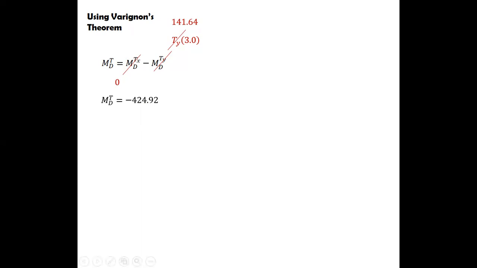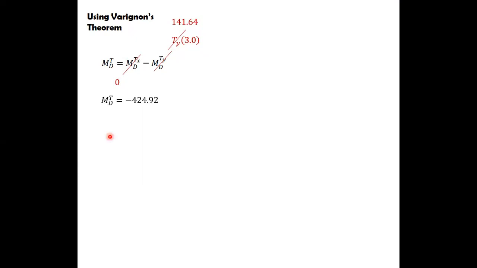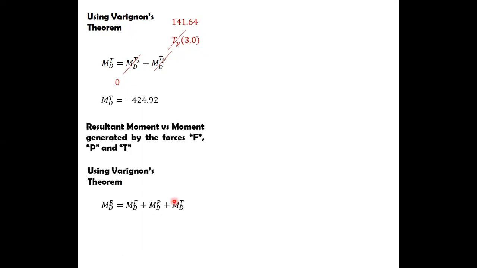Okay, remember that when we talk about the concept of Varignon's theorem, sabi diyan, the resultant moment is also equal to the algebraic sum of the moments generated by its component. Okay, so meaning to say, in terms of equation, we will be having this. So the moment generated by the resultant about point B is also equivalent to the moments generated by the individual forces, which is this. Okay, so take note that we have already computed this, the first term, the second term, and then the third term. Now, paano yung moment na na-generate ng resultant force about point D?